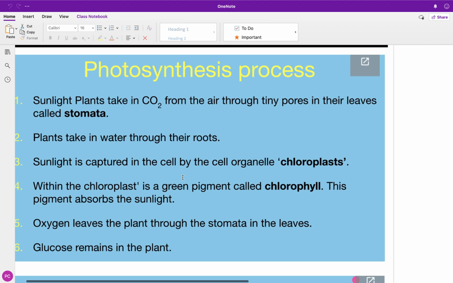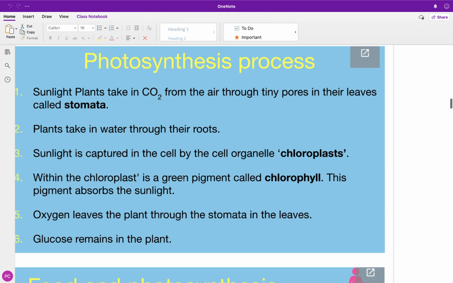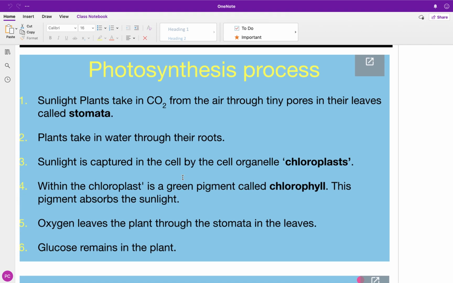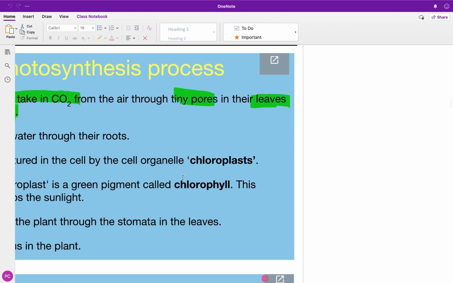Okay, so step by step, how it works. Plants take in carbon dioxide through little pores. Just as you have little pores in your skin, or in your nose, for example, plants have little pores on their leaves instead. Little pores in their leaves, they're called stomata. Stomata, they're funny looking things. They kind of look like a pair of lips, really.